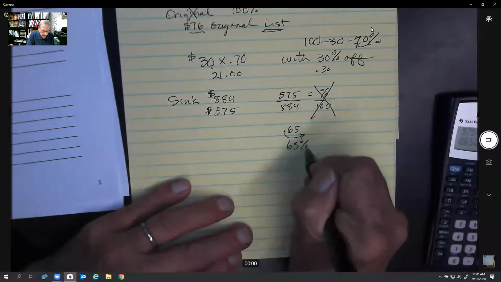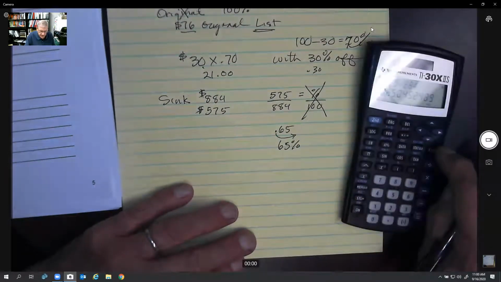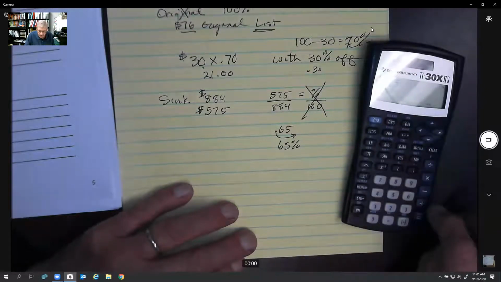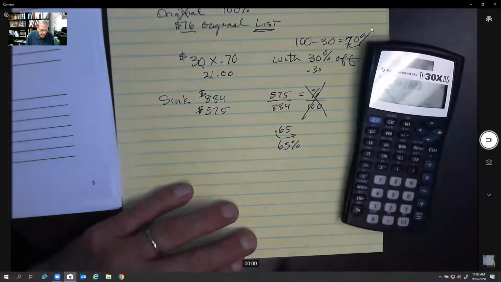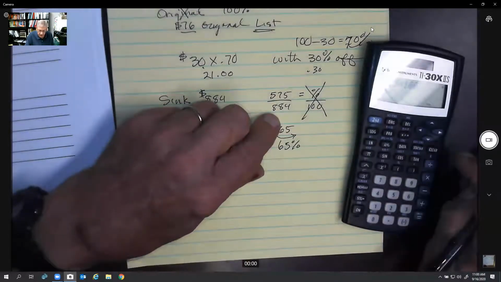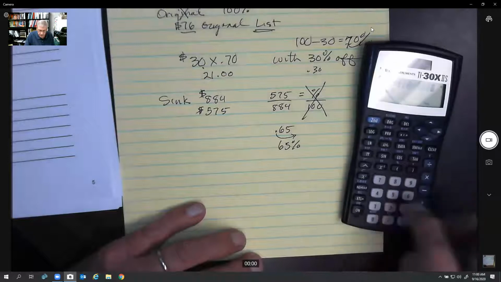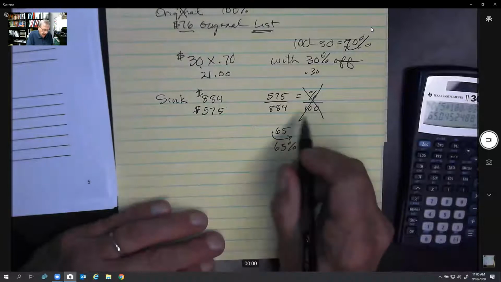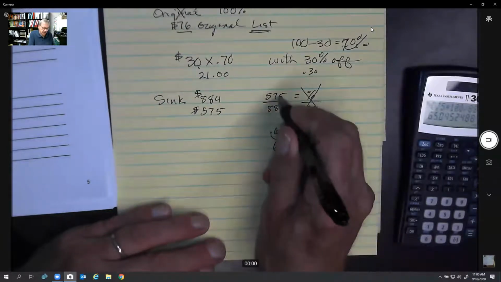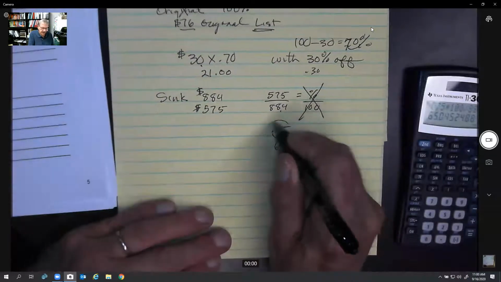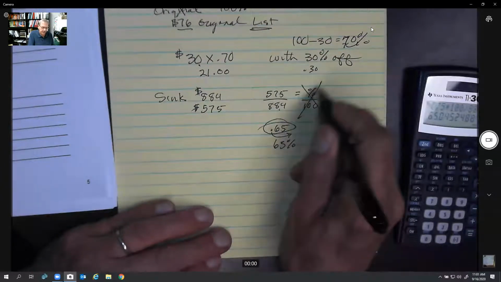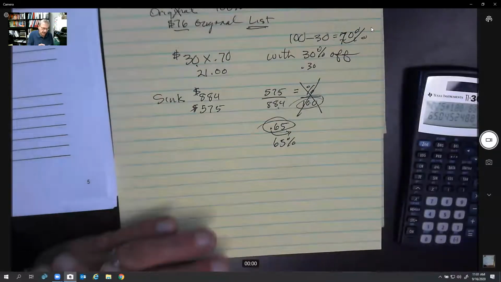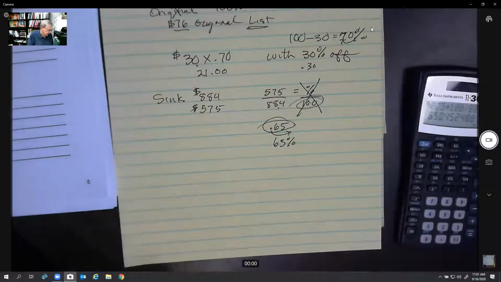65%. Watch. If I take the 575 times 100 and then divide by the number that's left, what do I come up with? 65. Same number. Okay, so you can just divide it and that would give you the decimal equivalent, or you can set it up as a proportion. The 100 is just moving your decimal point automatically. If you feel that's more comfortable, you can do it that way.